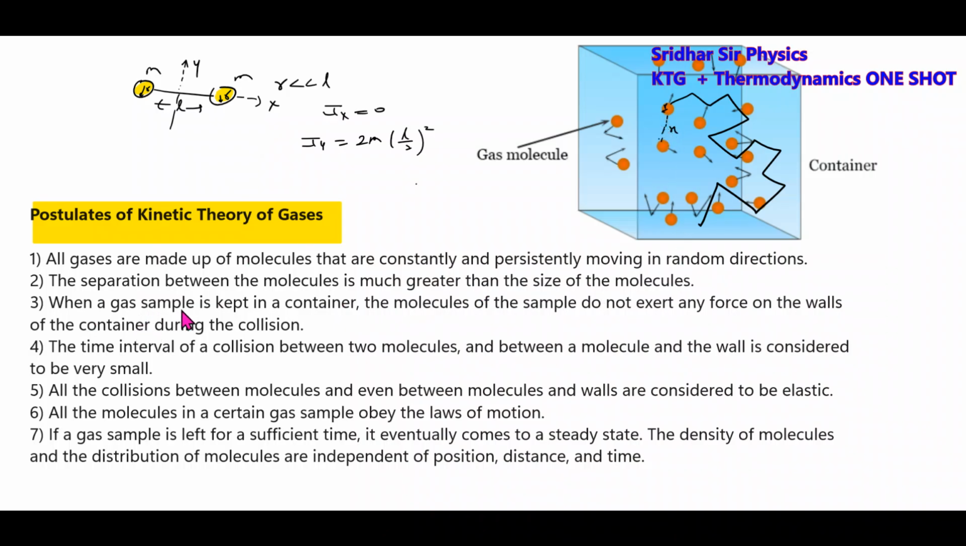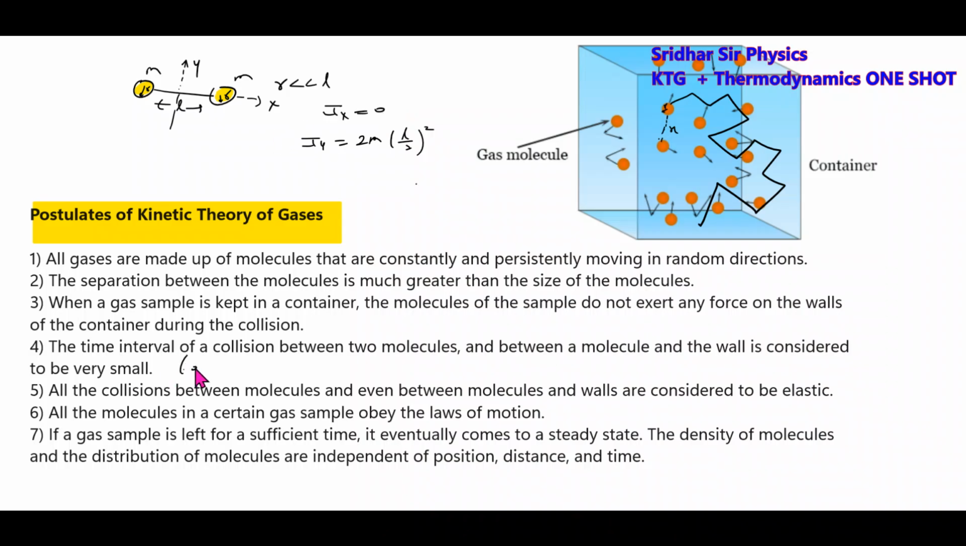When a gas sample is kept in a container, the molecules of the sample do not exert any force on the walls of the container except during collision. Then there won't be any attractive force between them. The molecules will not exert any attractive force with the wall of the container. The time interval of collision between two molecules, and between a molecule and the wall, is considered very small. The collision time will be negligible.